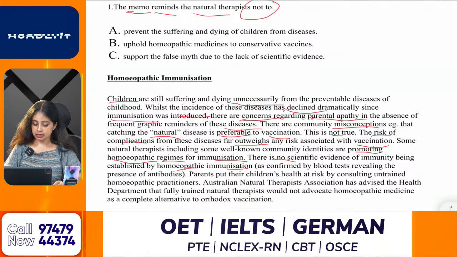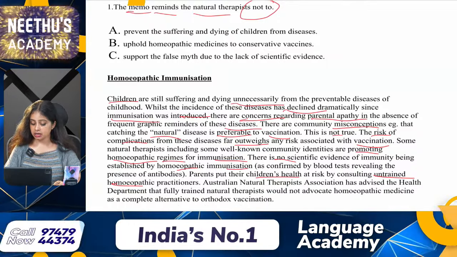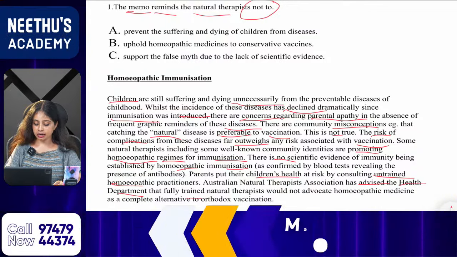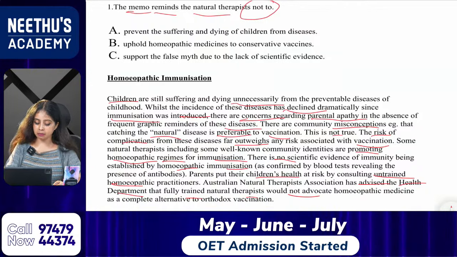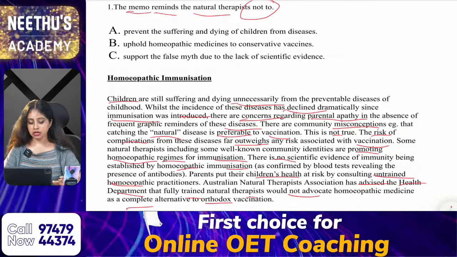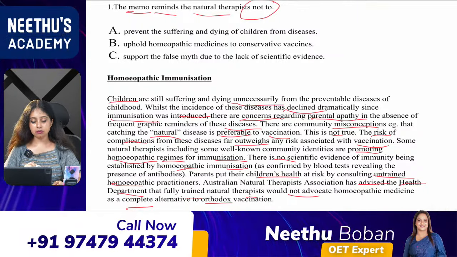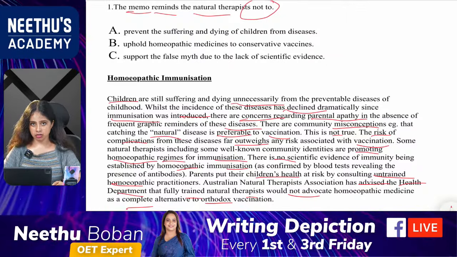Parents put their children's health at risk by consulting untrained homeopathic practitioners. The Australian Natural Therapist Association has advised the health department that fully trained natural therapists would not advocate homeopathic medicine as a complete alternative to orthodox vaccination. As you can see here, I have just randomly marked the keywords from the paragraph. Okay, so then we are moving to the options.